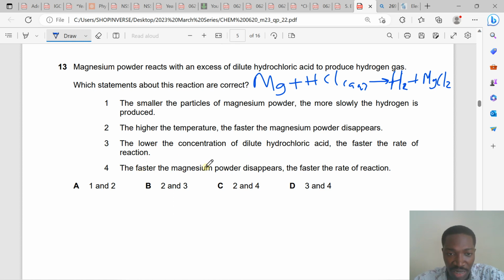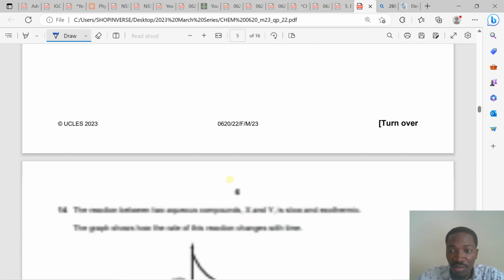The faster the magnesium powder disappears, the faster the rate of reaction. Of course, when the reaction is fast, then the reactants will be consumed at a faster rate. So the faster the rate at which it disappears, the faster the reaction. That's also correct. So number 4 is correct, and number 2 is correct. 2 and 4. That makes option C the correct answer to question 13. We go straight to question 14.